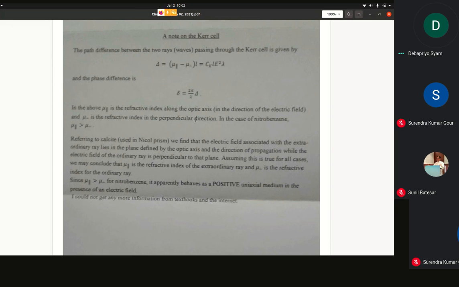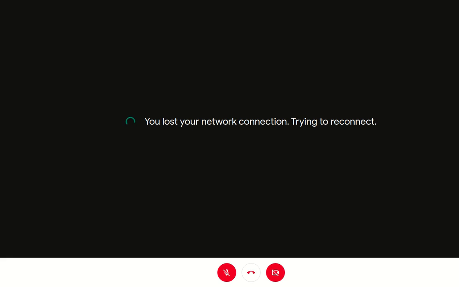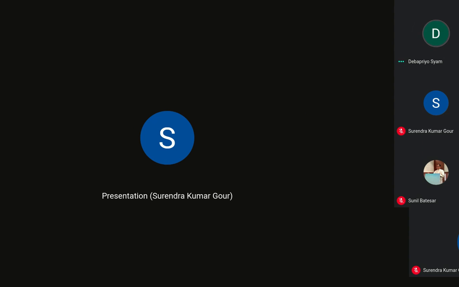So you can see that the phase difference is given by 2π by lambda times the path difference D, and you can see how to get a phase difference of π/2, what length to take, what is the typical value of E.